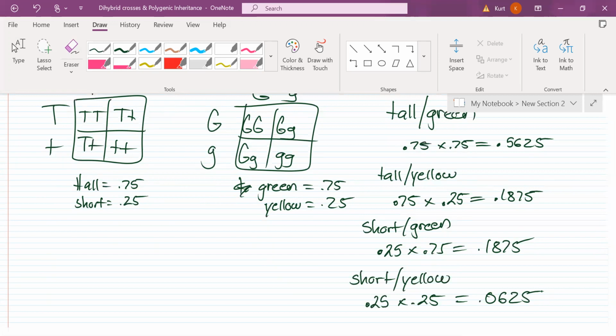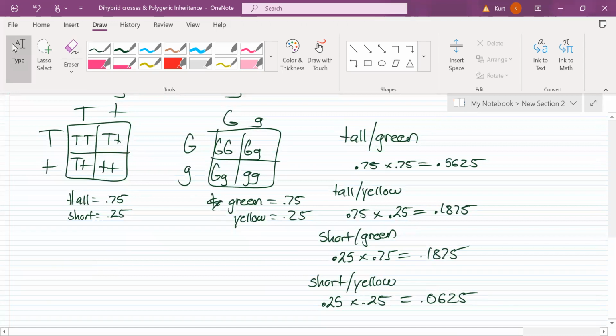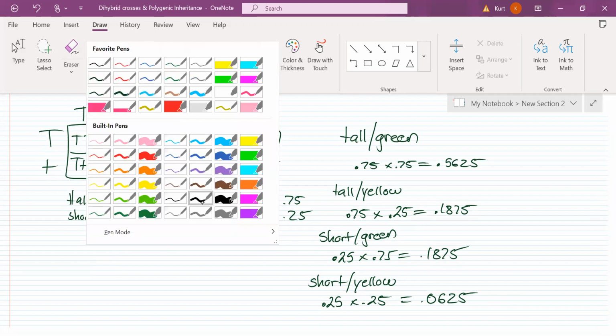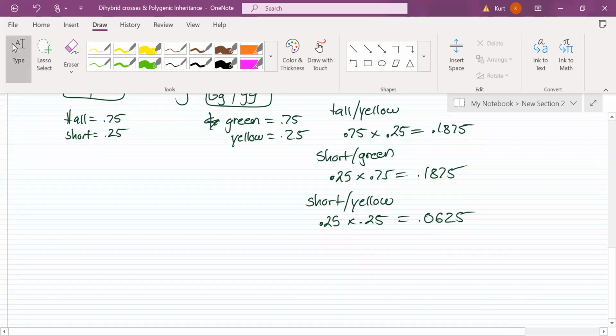This is a whole lot faster. So I would recommend you do that. Work smarter, not harder. Are there any questions with this, with dihybrid crosses? No? All right. So let's get to the last topic for today. We have about 8 minutes or 6 minutes, so we should be able to squeeze this in.